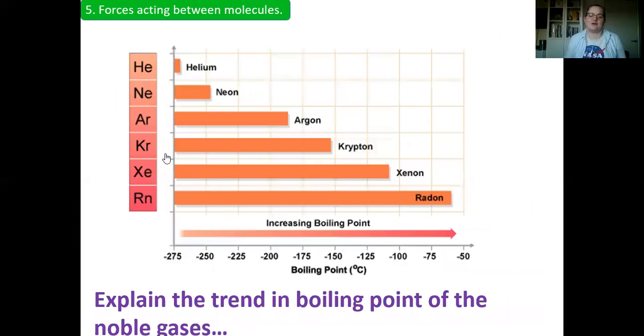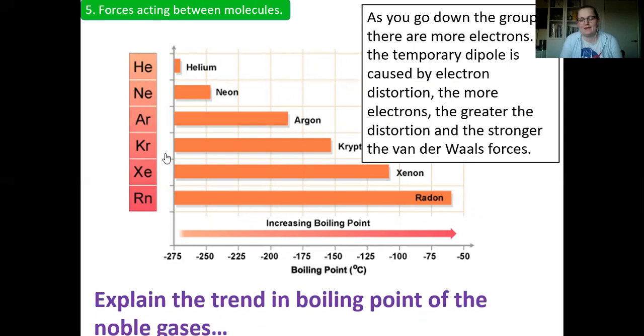So this explains the trend in boiling points of noble gases as we go down. As we go down the group, our boiling points increase, and it's actually because the amount of van der Waals forces increases. As you go down the group, there are more electrons. As a temporary dipole is caused by electron distortion, the more electrons, the greater the distortion, therefore the stronger the van der Waals forces. So that's not saying they're weak. Basically, the more electrons, the more van der Waals forces we can get, therefore the stronger they can be.